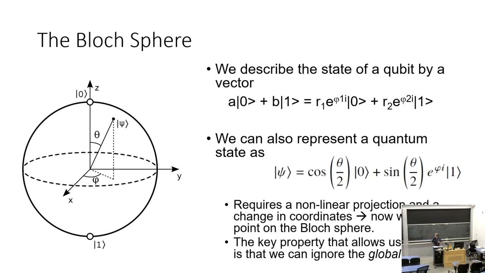Moving from the first description of our quantum state to the second requires a nonlinear projection and a change in coordinates, and that puts us onto the Bloch sphere, which can be a useful way of thinking about what you're doing to your qubit when you start manipulating it. When we think about spin, for example, and applications of moving spins around in things like nuclear magnetic resonance, as we'll talk about next week, working on the Bloch sphere will make a lot of intuitive sense.